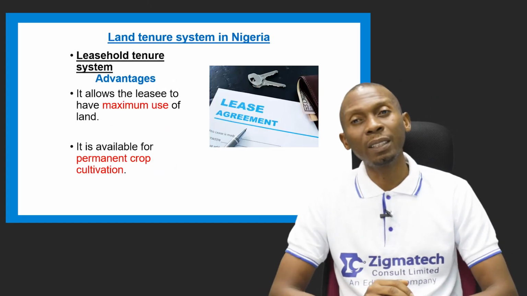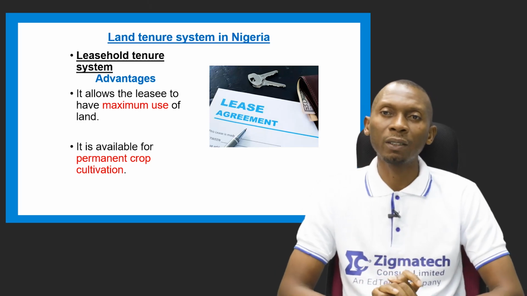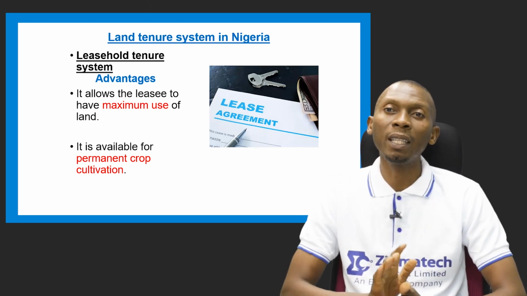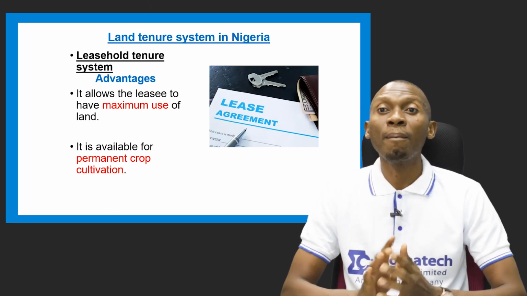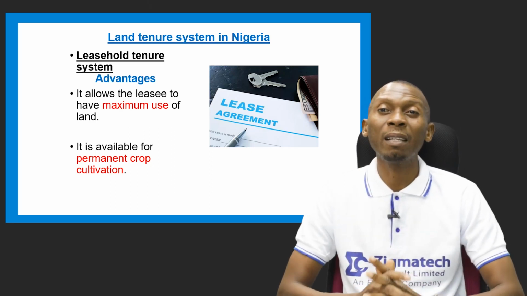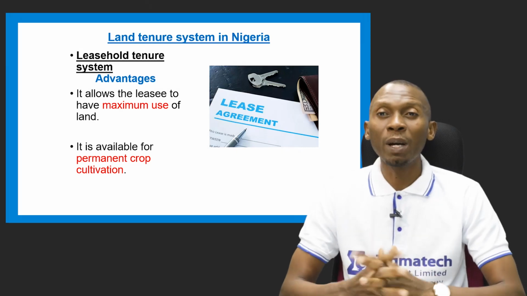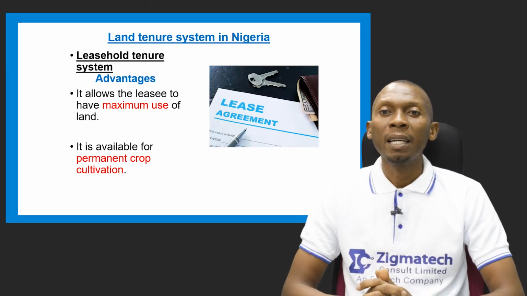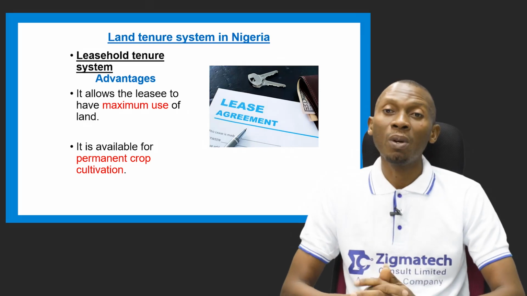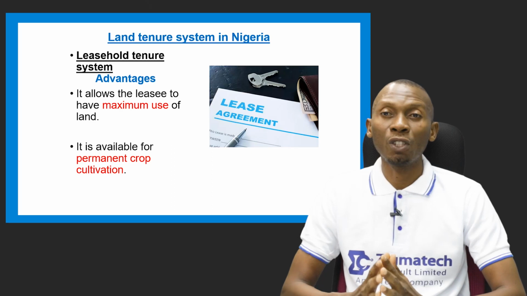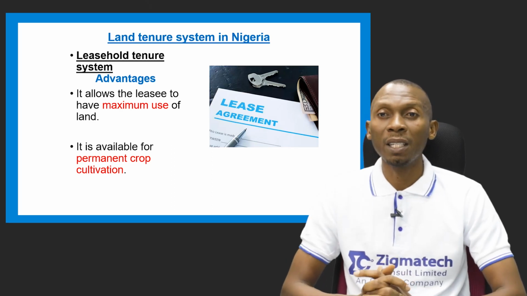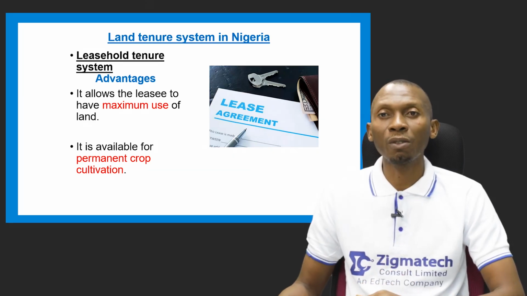It has its advantages and it also has its disadvantages. So let's take a look at the advantages of the leasehold tenure system. It allows the lessee to have maximum use of the land. He can make proper use of the land. He can also cultivate some permanent crops. Remember, we said it's for a duration of about 5 to 30 years, so he can cultivate some permanent crops.